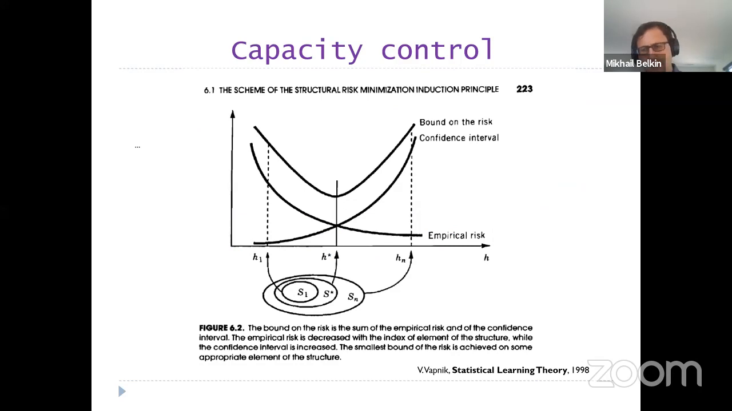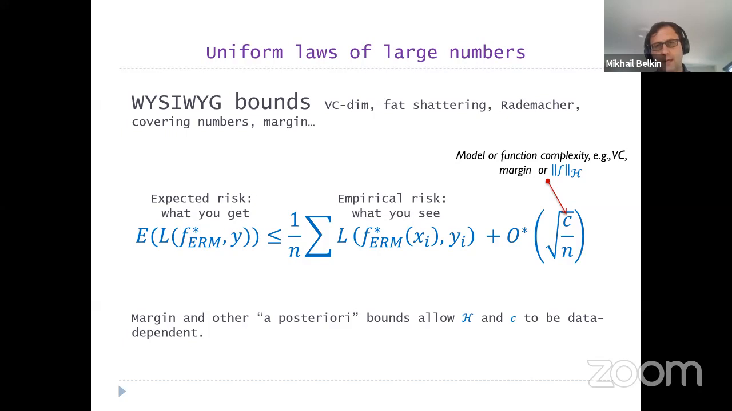Now, what about capacity control? Capacity control, according to Vapnik, works as follows. You increase the capacity of your function space, and when you increase the capacity, of course, you can fit the data better because you have more functions to fit the data. So empirical loss goes down, empirical risk decreases. But the second term, this model complexity term, increases because the model complexity goes up. So one term decreases, the other term increases.